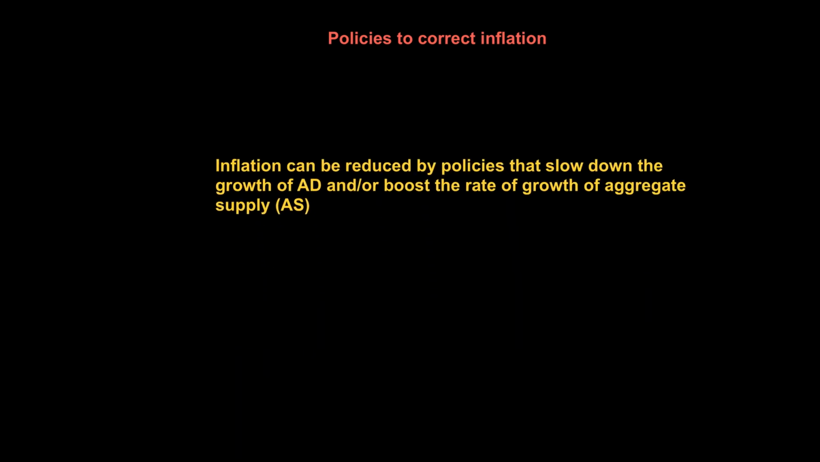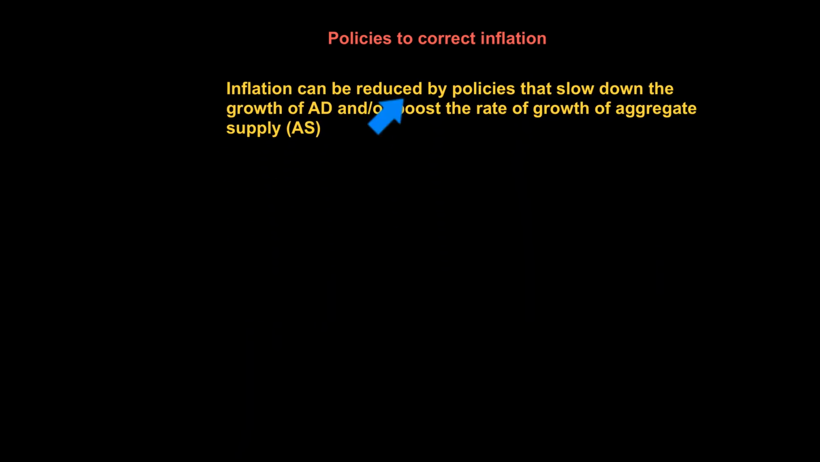And inflation can be reduced in two ways. One is through managing AD, to slow down the growth of AD if the cause of inflation is, for example, demand pull inflation. But you can also boost the rate of growth of aggregate supply, or make the AS curve go to the right. So diagrammatically, we're looking at two kinds of solutions.